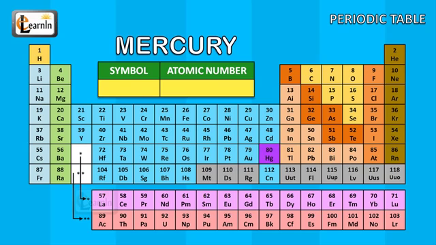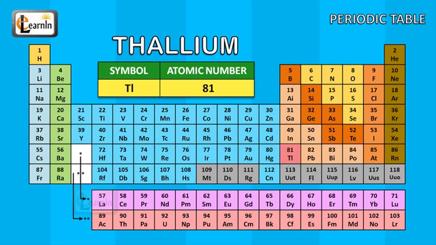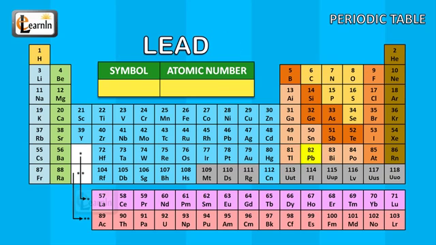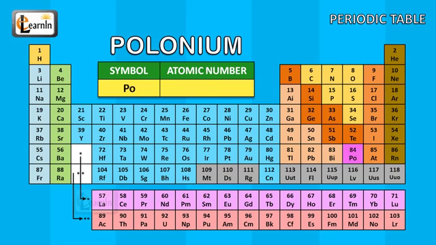The element mercury is represented as Hg and has an atomic number of 80. The element thallium is represented by Tl and has an atomic number of 81. The element lead is represented as Pb and has an atomic number of 82. The element bismuth is represented as Bi and has an atomic number of 83. The element polonium is represented as Po and has an atomic number of 84.